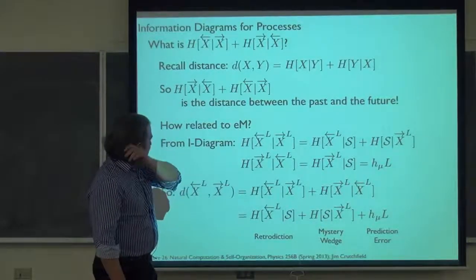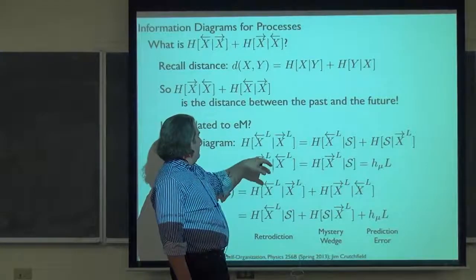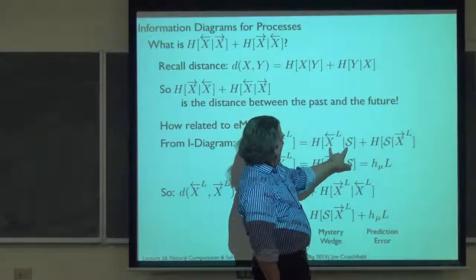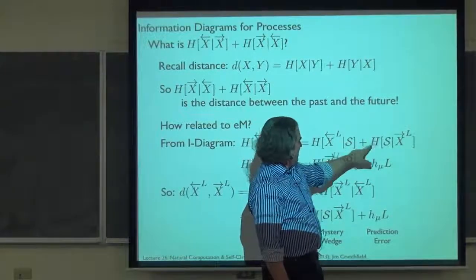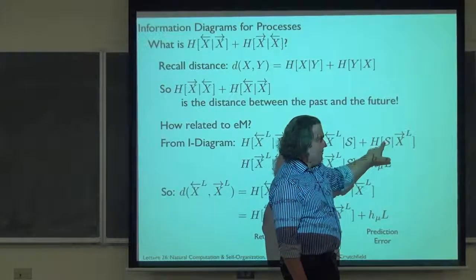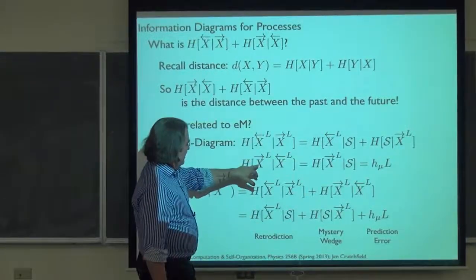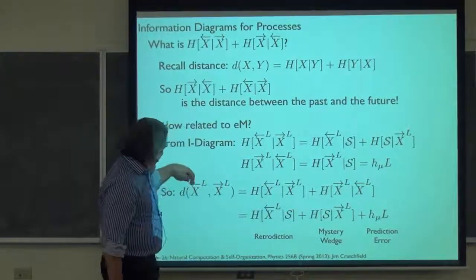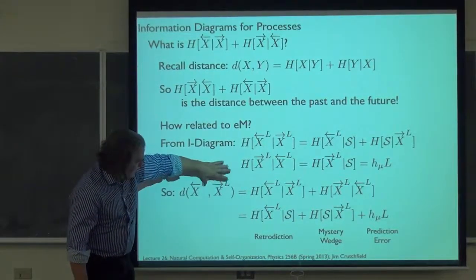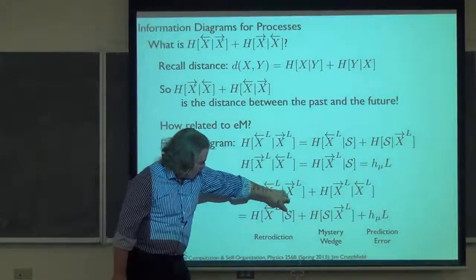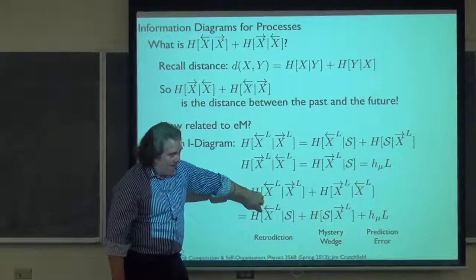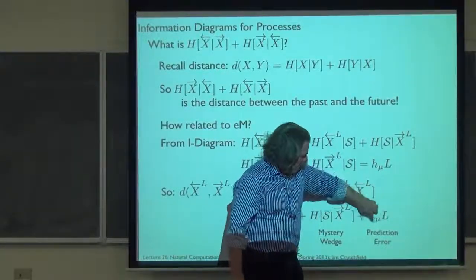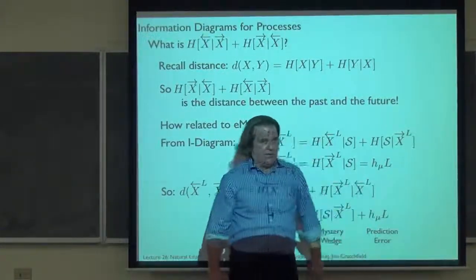And we can say more about this. In particular, from the information diagram, we know that the uncertainty in the past given the future, which we just showed on the left-hand side, is the uncertainty in the past given the causal state plus the crypticity. And then on the right-hand side, the uncertainty in the future given the past of length L was just H_mu, we just derived that. So we can actually write out explicitly what this distance is between the past and the future. It's these two terms. There's this retrodictive term, the current causal state given the past. There's the mystery wedge or crypticity, and then it scales linearly with the length we're going into the future.